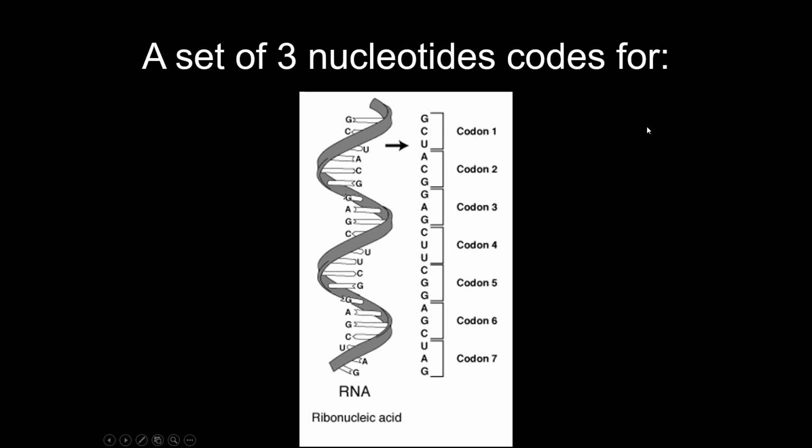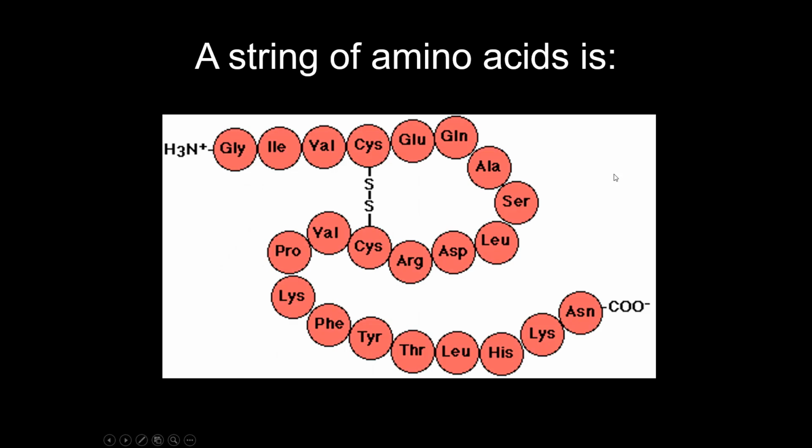A set of 3 nucleotides codes for an amino acid. When you're talking about a set of 3 nucleotides on mRNA, that's going to be called a codon. We'll talk about that a little bit later on. A string of amino acids makes a protein eventually. Essentially what we're going to have is multiple steps here. If you put 2 amino acids together, you get a dipeptide. If you put 3 or more amino acids together, you get a polypeptide.